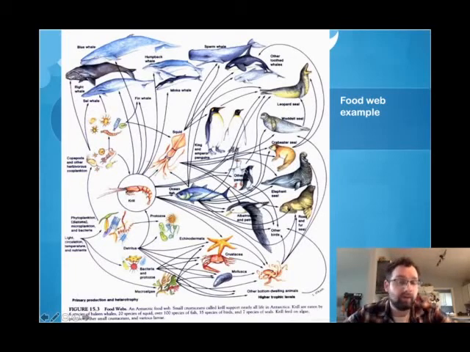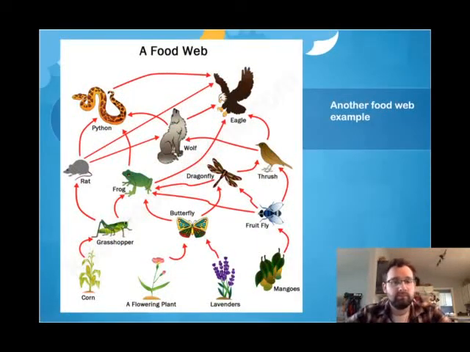So we might want to monitor a species and what's happening to it, and maybe predict what would happen to the ecosystem if their populations would go up, go down, or maybe if they went extinct. So this one's a little bit more complicated. Here's a simpler one, right? You've got your producers down here at the bottom, primary consumers, secondary, tertiaries.